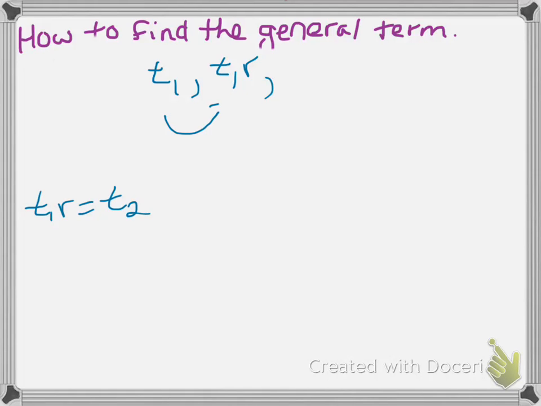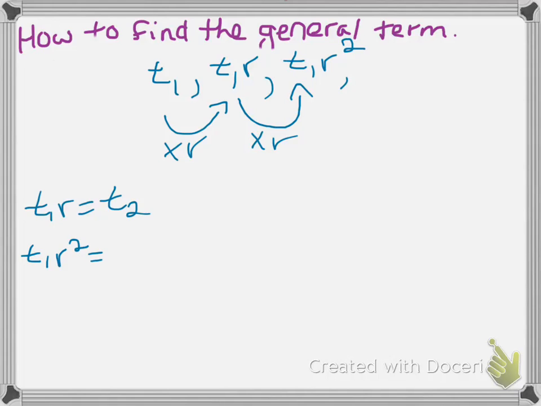So we multiplied this by r. That's all we did. The next term, we know we are also going to multiply by r. So T1r multiplied by r gives us T1r squared, because r times r is r squared. Let's show that again. To produce our next term, just make a little note down here that T1r squared is equivalent to T3.